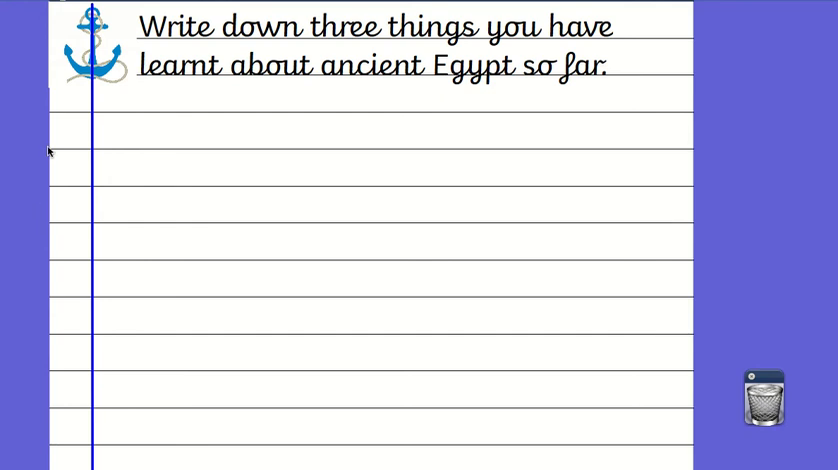On to your anchor task, okay? So you need to write anchor skills. And then what I want you to do is write down 3 things you have learnt about ancient Egypt so far. So you can number them 1, 2 and 3. And I want sentences telling me what you have learnt. So it could be 3 facts, it could be an opinion about something you've learnt, but 3 things about what you have learnt about ancient Egypt so far. Once you've done that, you can unpause the video and you can carry on.